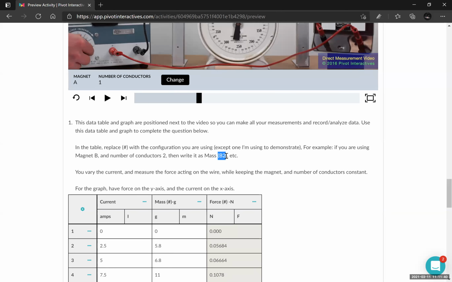Then I can see which data, which conductor you're using, with the mass for the magnet and conductor configuration you're using. In this experiment, the idea is this: force is equal to I L B. B, we keep constant. L, we keep constant. And we just vary the current and see how the force changes. That's the idea for this particular part of the experiment.